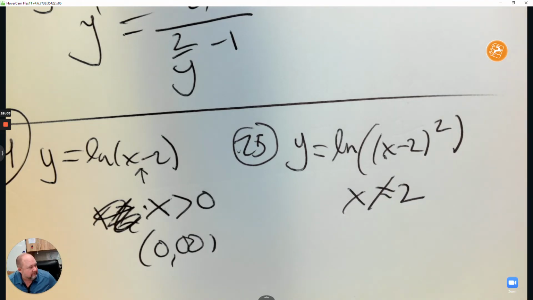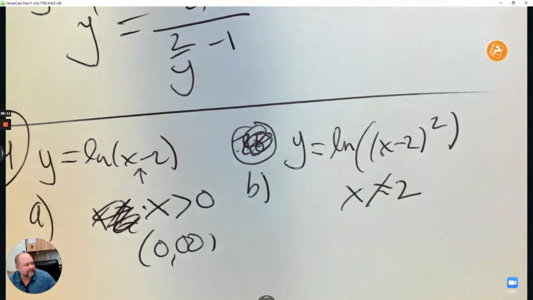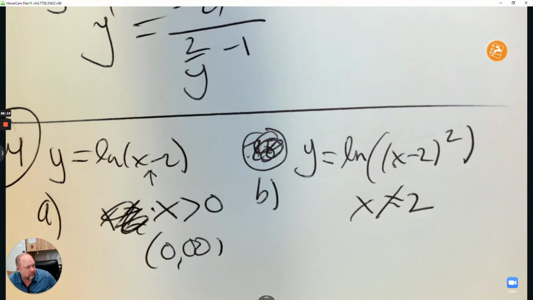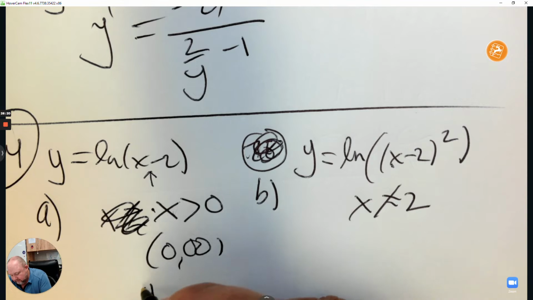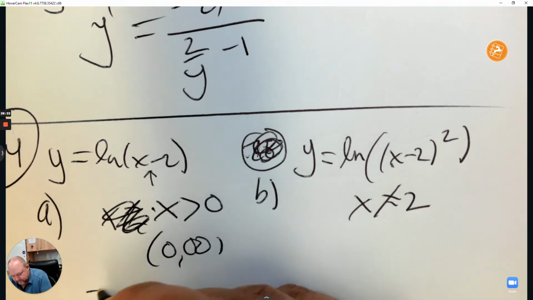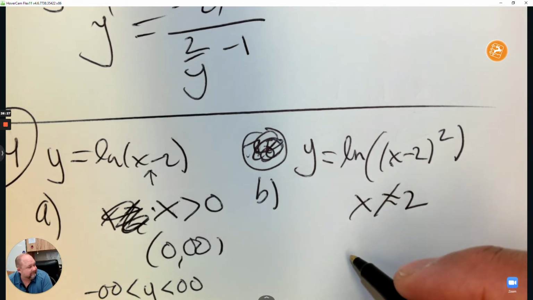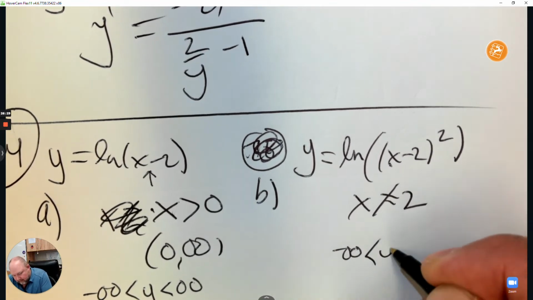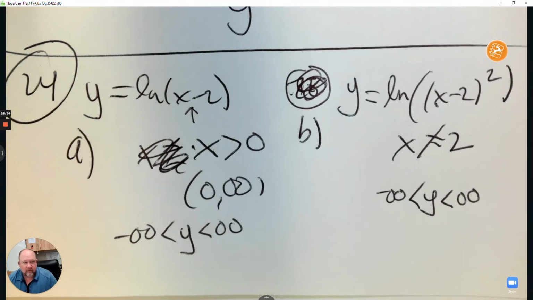26. Or was that A and B? Sorry. This is A and this is B. Oh, did it say the range? So the range is going to be all real numbers for both. A logarithm goes up forever and down forever. There's no restrictions for the range. 25.